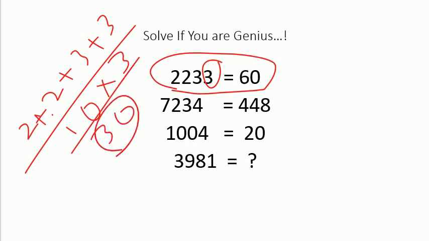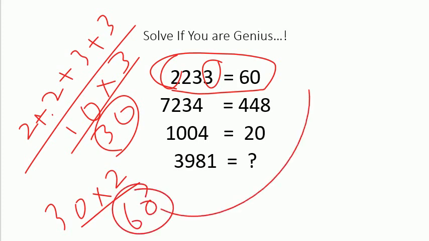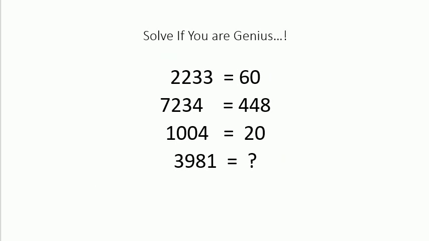Again, the answer should be multiplied by the first one. It means 30 multiplied by 2, which is equal to 60. Okay, and 60 is the answer. Got it? The same trick should be applicable on this also. We have to add all these numbers: 7 plus 2 is 9, 9 plus 3 is 12, 12 plus 4 is 16.